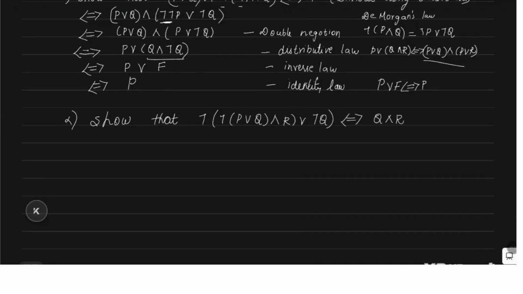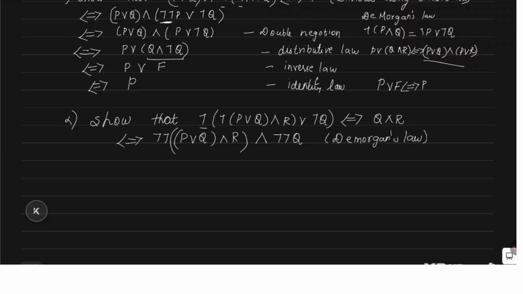Okay, next we are going to show that not (P or Q) and (R or not Q) is logically equivalent to Q and R. Since we have negation, first we'll bring the negation inside by using De Morgan's law. So not of (not P or Q) is logically equivalent to not not P and not Q. You have just brought this not inside the bracket, and this not is applied to this or, so it becomes and, then you'll have not Q. This step is by using De Morgan's law.